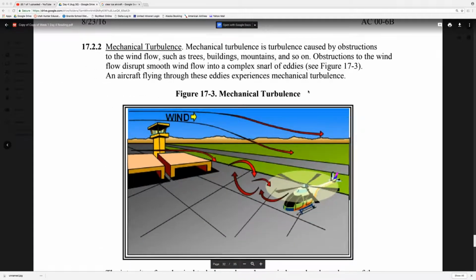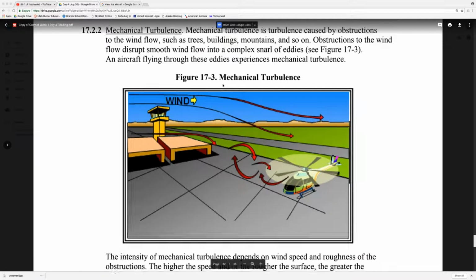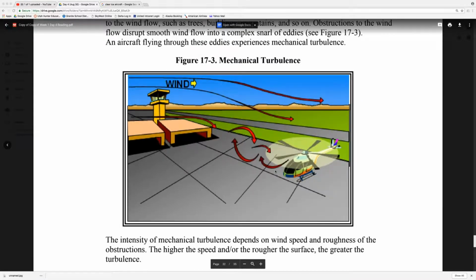So mechanical turbulence is caused by obstruction to the wind flow, such as trees, buildings, mountains, and so on. Obstructions to the wind flow disrupt the smooth wind flow into a complex snarl of eddies. Okay. Rotor wash, super bad.